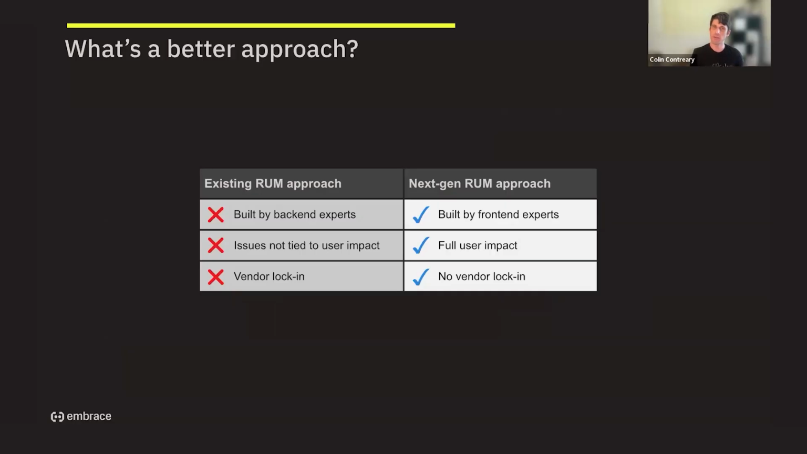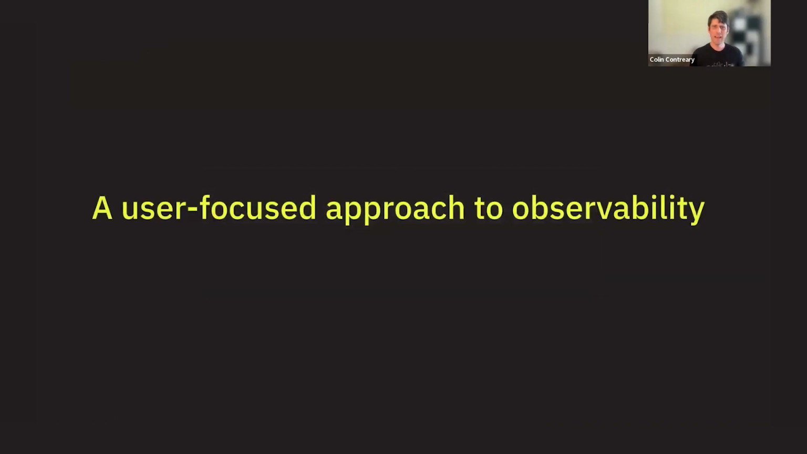Instead of struggling to prioritize issues because you can't tie performance to user impact, teams should always be able to connect their observability directly back to user experiences. And finally, it's time to do away with making it difficult for teams to freely choose their own tools. And so, with that, let's cover what it means to focus on users when it comes to observability.